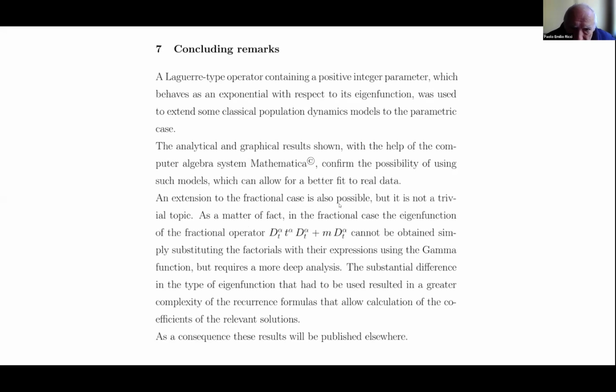An extension to the fractional case is also possible, and it has already been done, but it is not a trivial topic. As a matter of fact, in the fractional case, using this kind of fractional operator, the result cannot be obtained simply by substituting the factorial with an expression using the gamma function in the eigenfunction of the ordinary, not fractional, operator, but requires a deeper analysis. The substantial difference of this type of eigenfunction results in a greater complexity of the recurrence formula that allows calculation of the coefficients of the Laguerrian solution. As a consequence, these results will be published in a different paper.